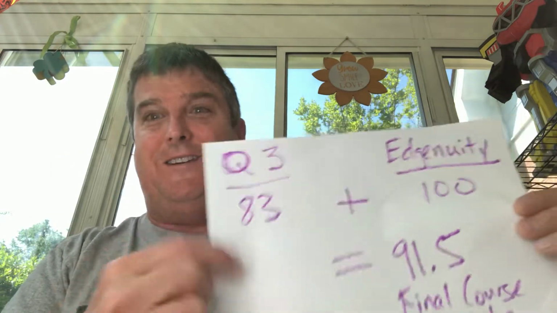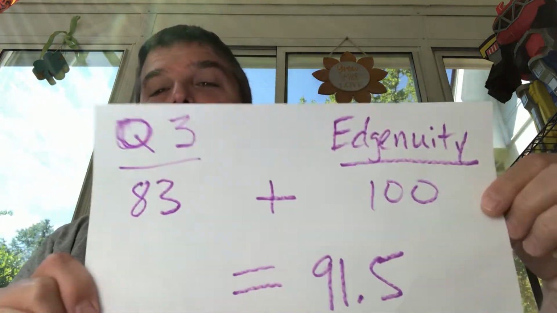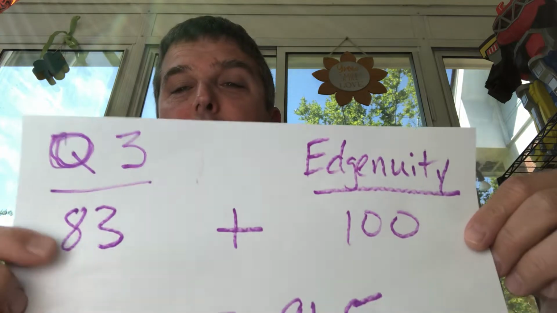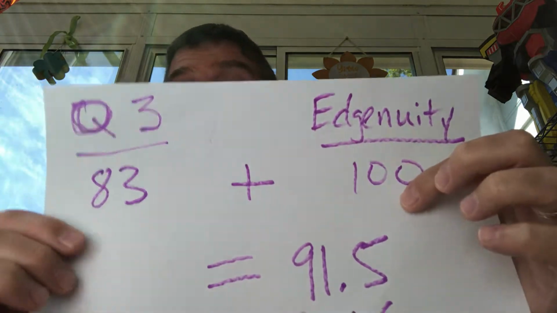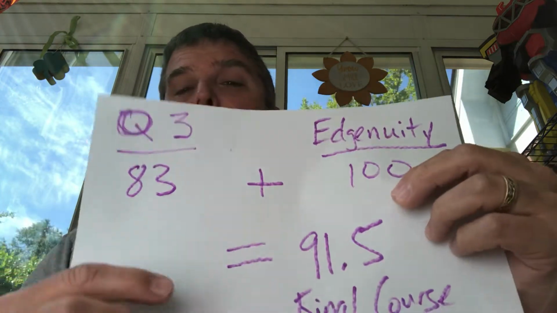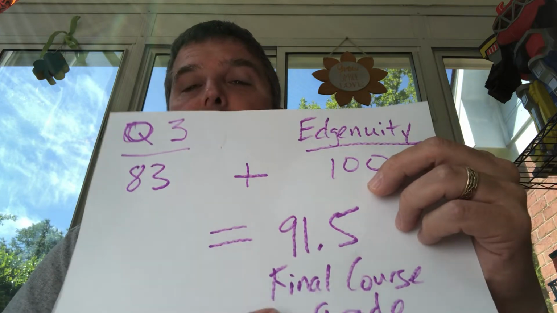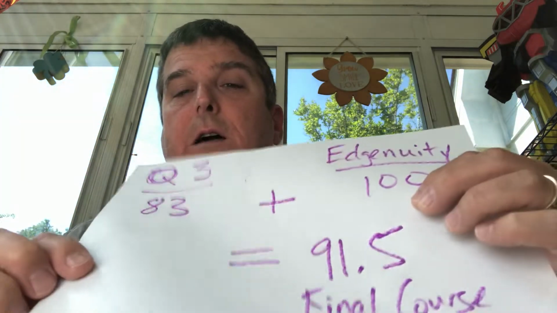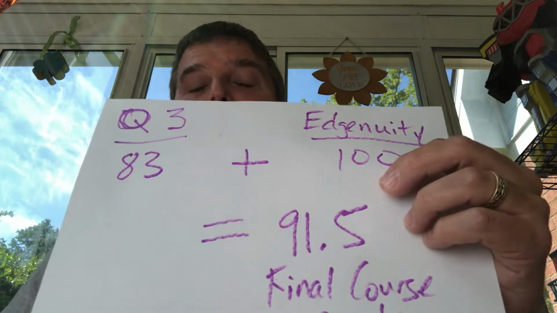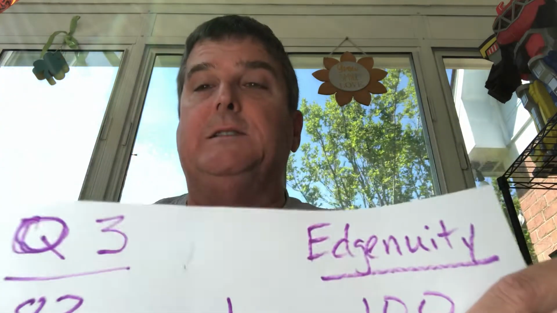All right, so using the example of if you had an 83, I have visuals here. If you have an 83 for the Q3 final, and you did 100% of the Edgenuity work, then I'm going to average those together, and you would end up with a 95. I'm sorry, I misspoke. 91.5, which would basically be a 92.